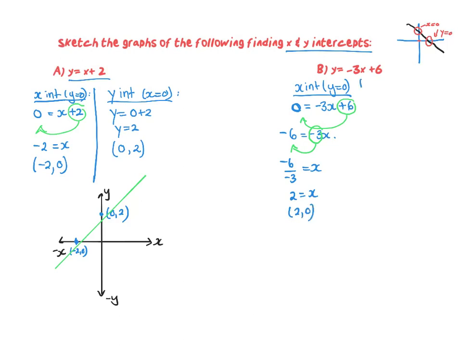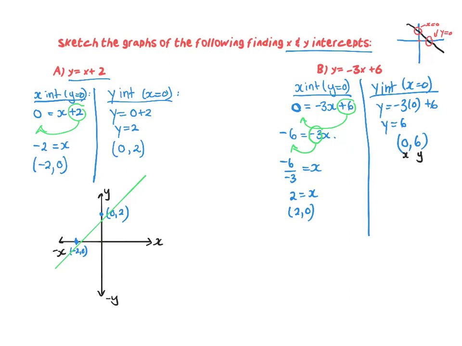So there's 1 point. We're going to do the other, the y-intercept, now when x equals 0. So every time I see x, I'm going to put a 0. So negative 3 times 0 is 0. So y equals 6. So the other point is 0 and 6. So what we're saying there is when x is 0, y is 6.